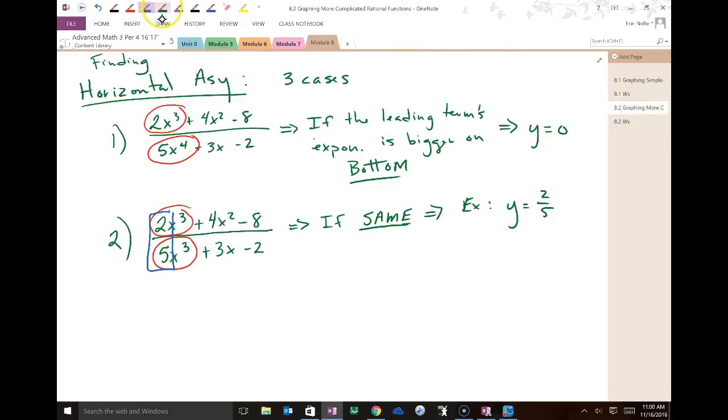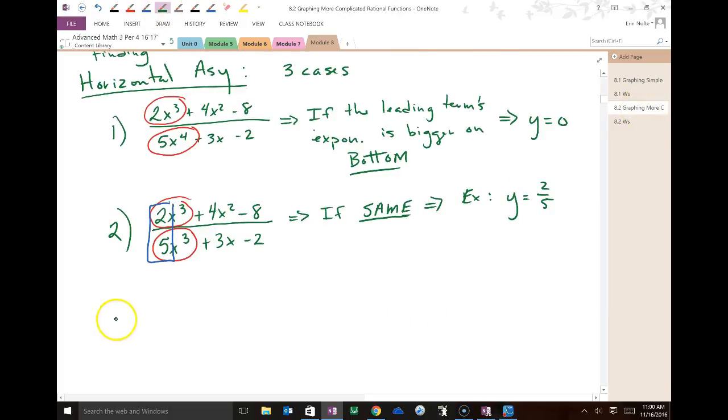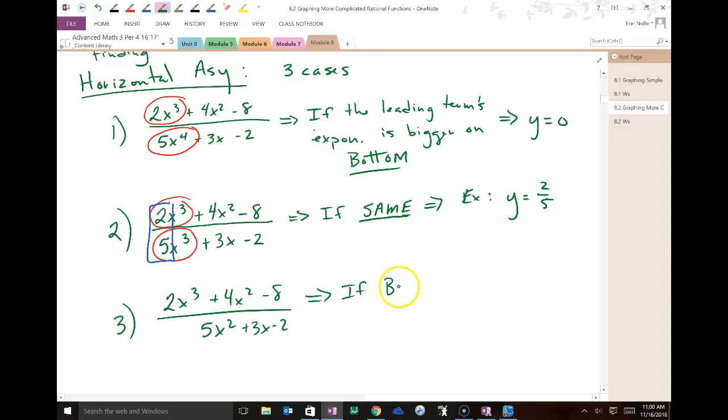So it's my third case. Bigger on the top. So let's say we have 2x cubed plus 4x squared minus 8 over 5x squared plus 3x minus 2. So if it is bigger on top, anybody want to tell me about it?